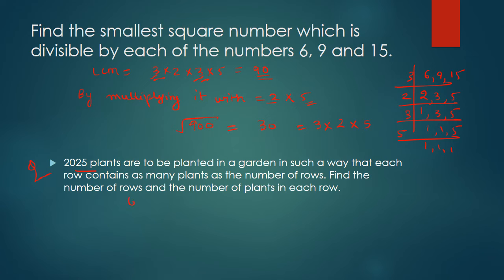If I assume the number of rows to be x, then how many plants in each row? x. So total plants will be x into x, just like the area of a square. It should be 2025, but x square is 2025 means it should be a perfect square. So let's see.